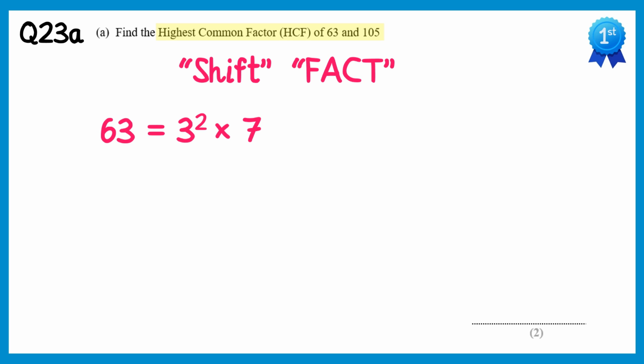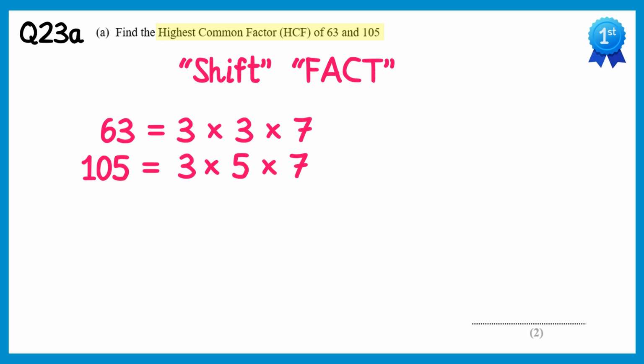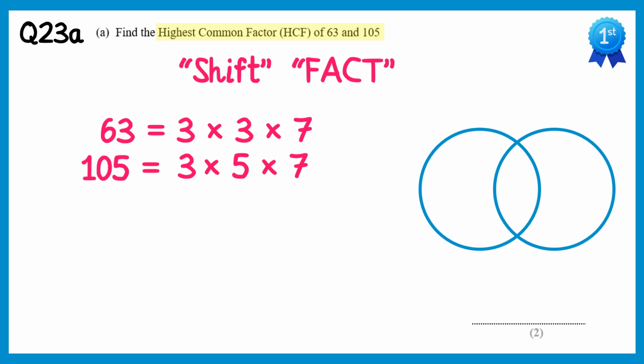If you do the same thing with 105, so 105 equals, then press shift fact, you get 105 is equal to 3 times 5 times 7. Now I'm going to rewrite that 3 squared as 3 times 3, so we end up with these two here. Next we're going to draw a Venn diagram. The left circle will be for 63 and the right one for 105.